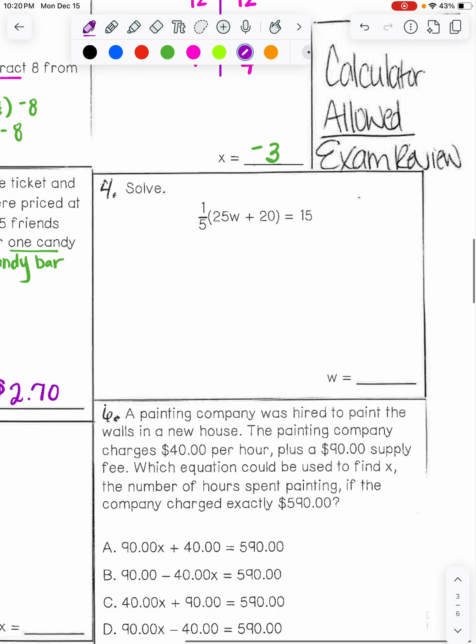Number 4, I've got to use the distributive property. Well, I don't have to.